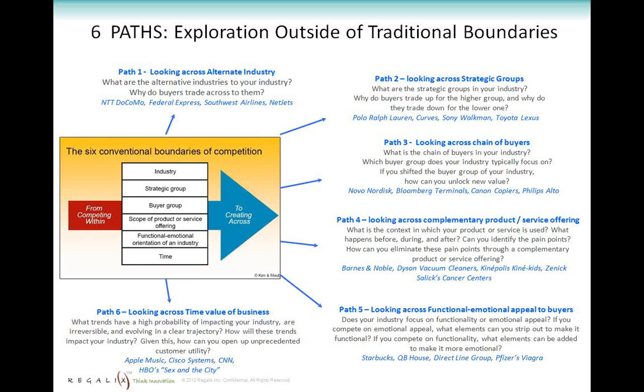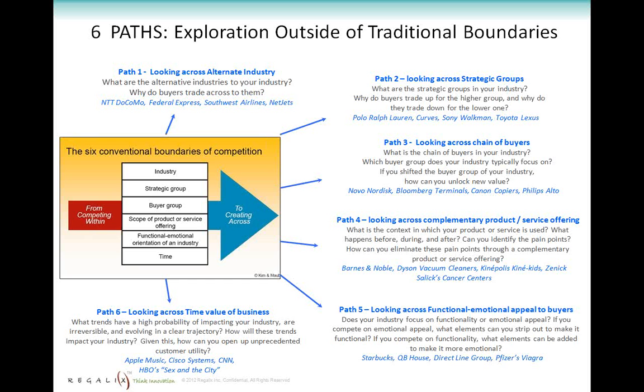The third path is called looking across the chain of buyers. Here the key question to be asked is what is the chain of buyers in the current industry? Which buyer groups does the industry typically focus on? And if you shifted the buyer group in your industry, how can you unlock new value? Companies like Novo Nordisk, Bloomberg, Canon, and Philips followed this path and created innovations.